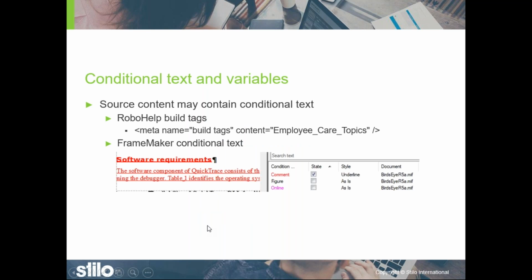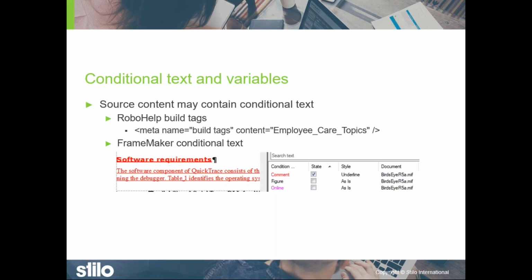So one of the other things that we see in quite a lot of the source documentation is conditional text. And now this is really important because conditions are going to help us be able to reuse the content that we have.